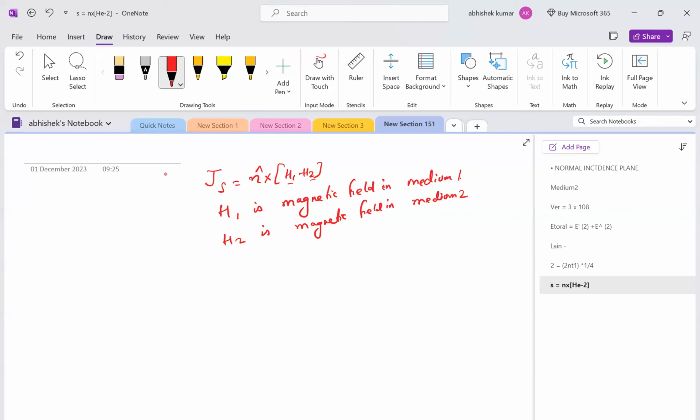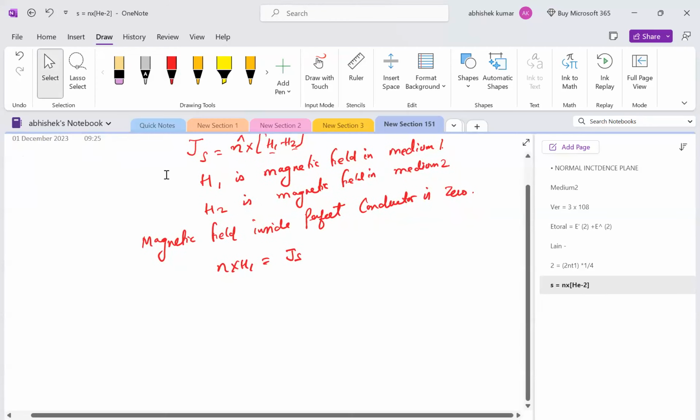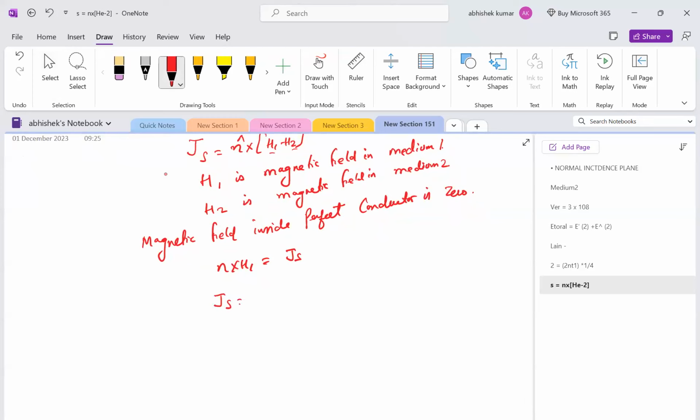Since my second medium is a perfect conductor, I can say that the magnetic field inside a perfect conductor is 0. So we have N cross H1 as Js. And Js, N is minus az, and H1 is what?